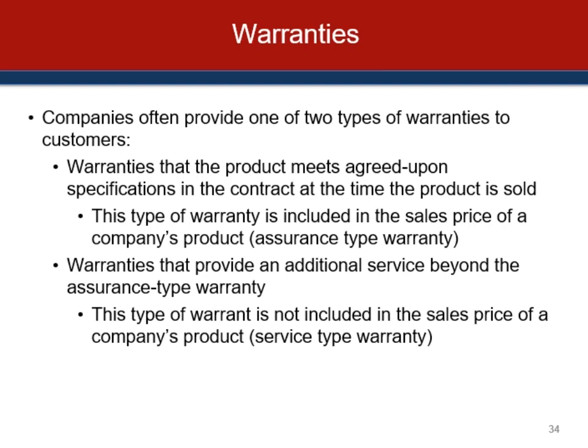Warranties that provide an additional service beyond the assurance type warranty would be service type warranties, and are not included in the sales price of the product, and so as a consequence it would be recorded as a separate performance obligation. Companies do not record a separate performance obligation for assurance type warranties. This type of warranty is nothing more than a quality guarantee that the good or service is free from defects at the point of sale.